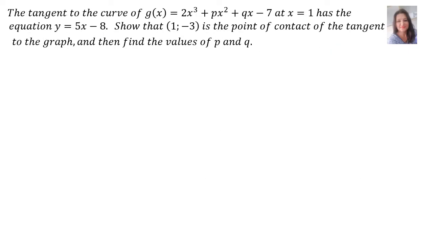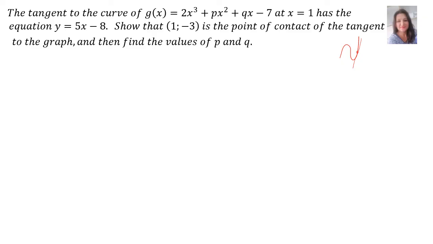Let's look at an example where there's a tangent. So the tangent to the curve of g of x is equal to 2x cubed plus px squared plus qx minus 7 at x is equal to 1 has the equation y equals 5x minus 8. Show that (1, -3) is the point of contact of the tangent to the graph, and then find the values of p and q. So what we have in this situation is your cubic function, and then there at the point (1, -3), you find a tangent.